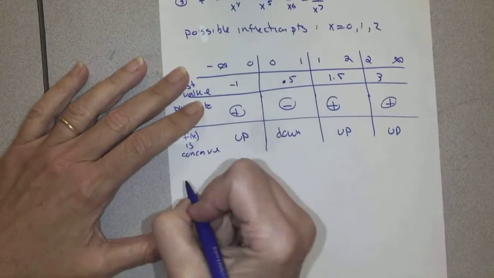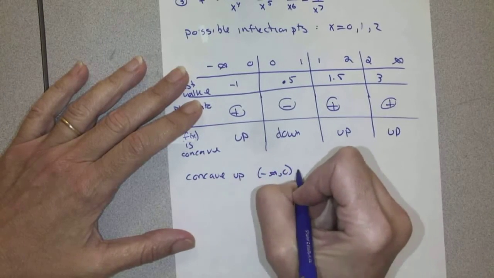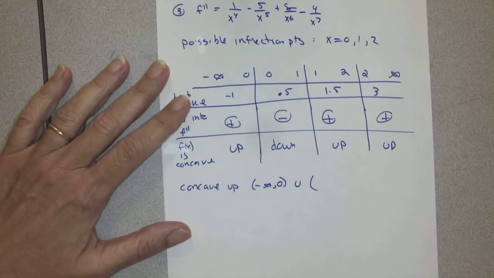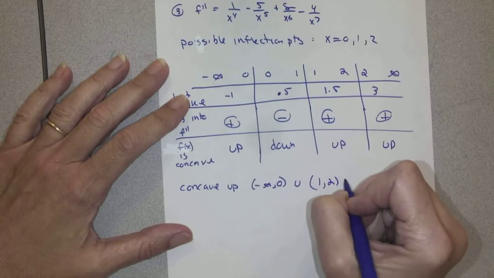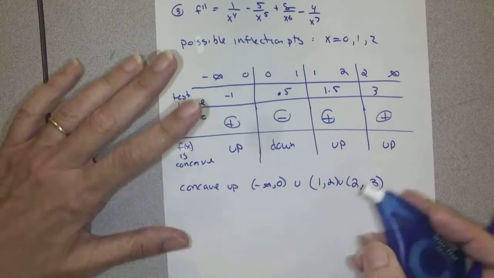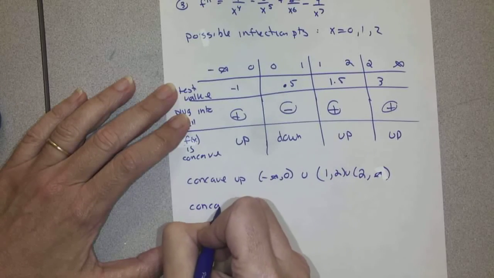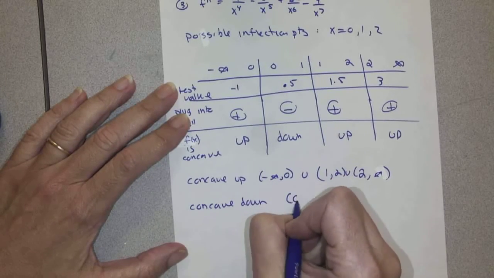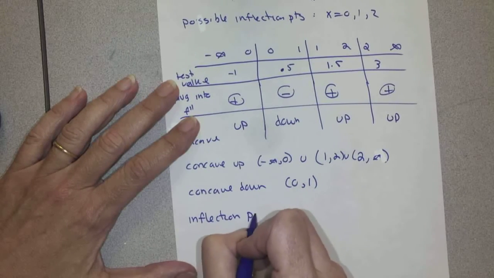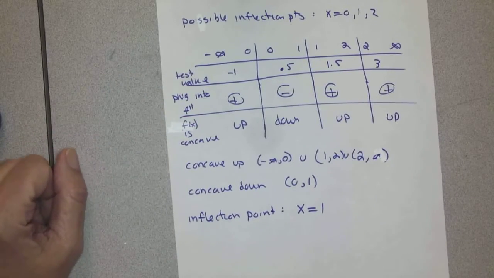And so in the end, this is concave up on negative infinity to 0. I'll be perfect this time and put union symbols in there. And 1 to 2, and 2 to infinity, not 3. And it's concave down just on 0 to 1. And we have an inflection point only at x equals 1.